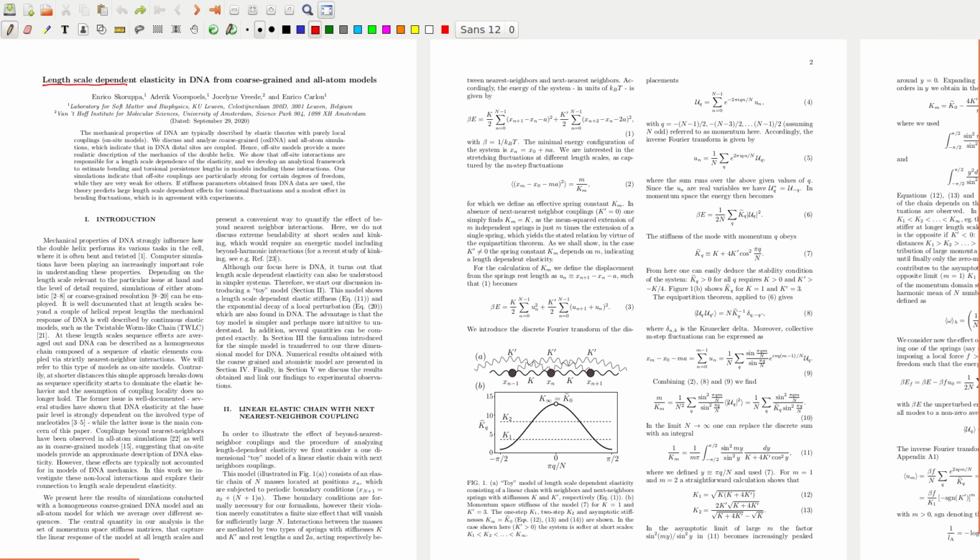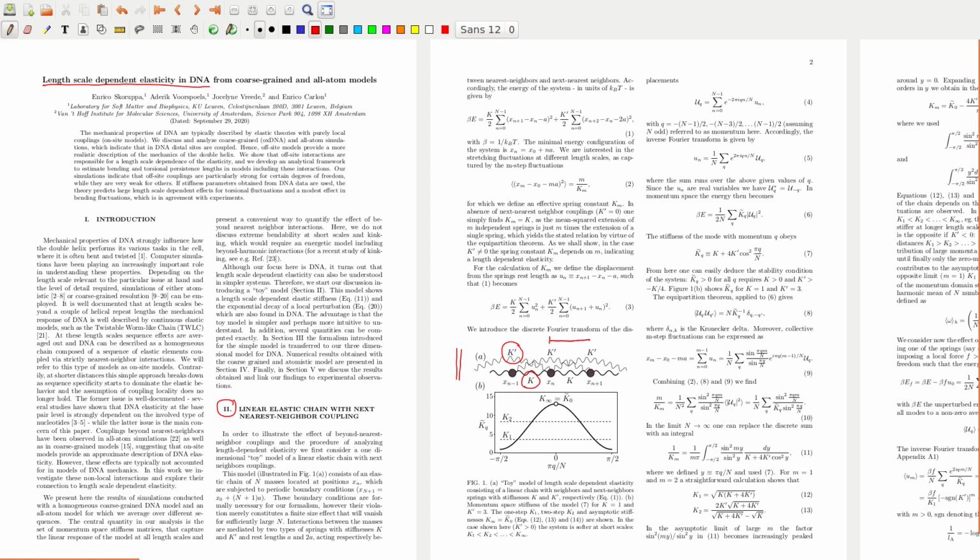This paper discusses length scale dependent elasticity in DNA. It starts with a simple toy model, which shares many of the features of the DNA mechanical model discussed further on. This is a one-dimensional elastic chain with two types of springs, one connecting nearest neighbors with stiffness K, and the other connecting next nearest neighbors with stiffness K prime.